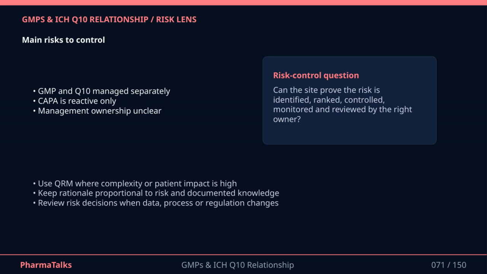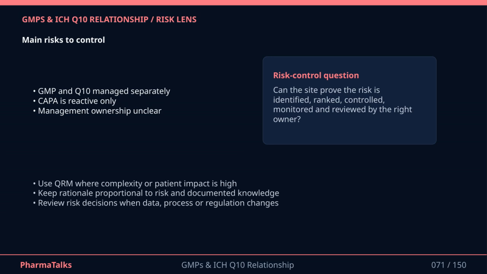Additionally, risk assessments and decisions should be revisited whenever there are changes in data, processes, or regulatory requirements to maintain ongoing control. Essentially, integrating GMP and ICH Q10 within a risk management framework strengthens quality oversight and supports continuous improvement. This approach helps ensure that risks are not only controlled but managed in a way that aligns with patient safety and regulatory expectations.